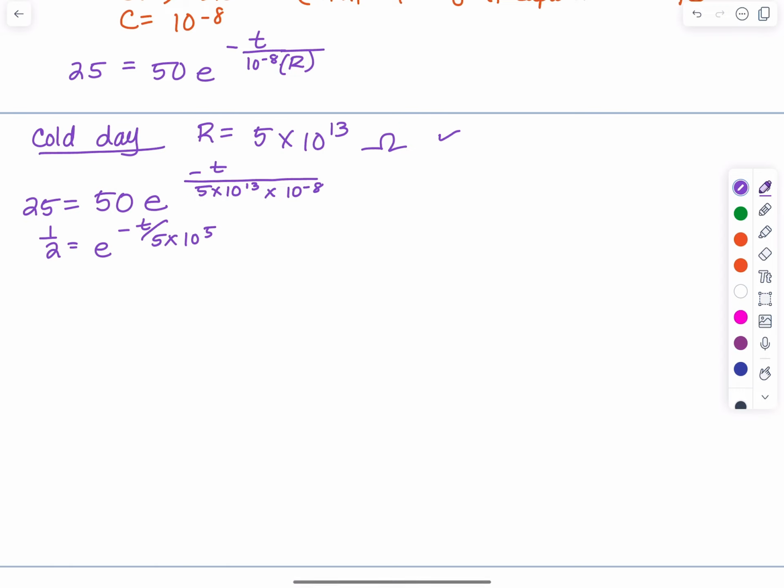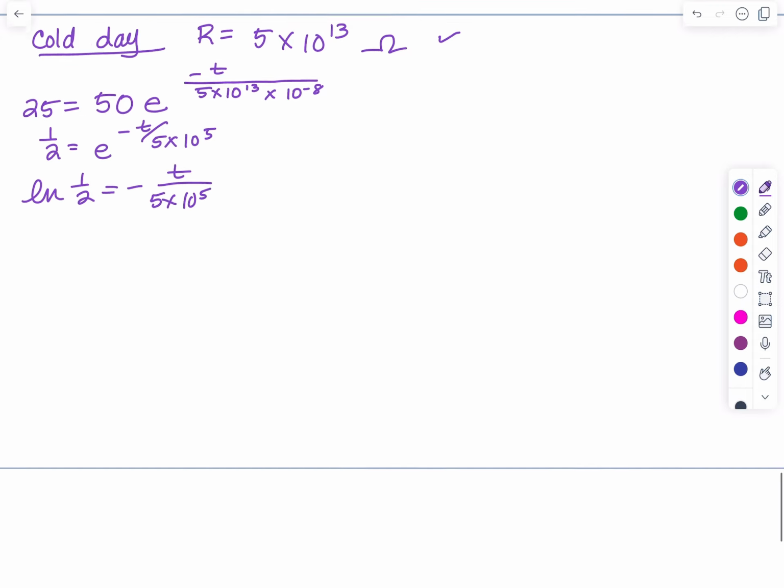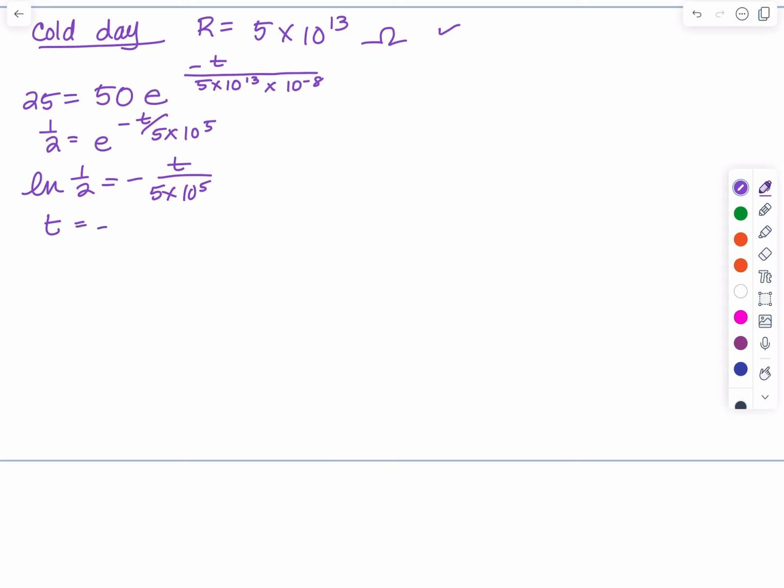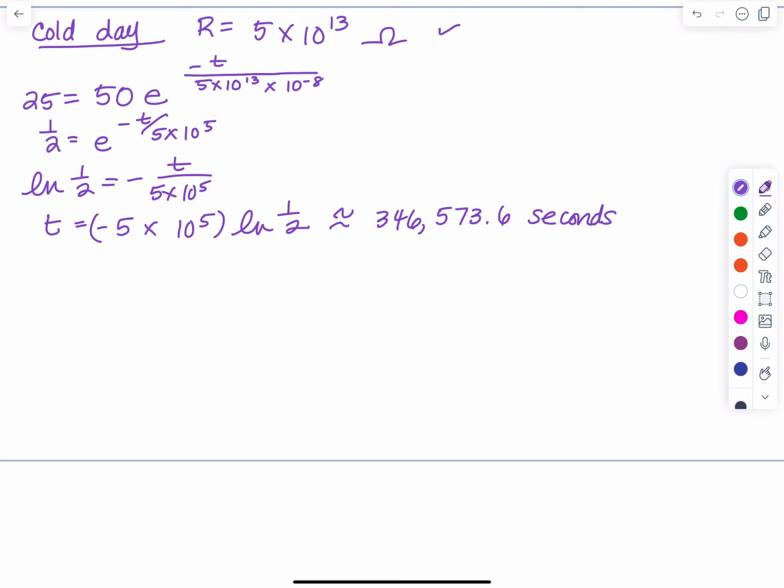And we end up with the natural log of 1/2 is equal to the opposite of t over 5 times 10 to the 5th. And I came up with t is equal to negative 5 times 10 to the 5th power multiplied by ln of 1/2. And you get approximately 346,573.6 seconds. And I went and just converted that to hours. That's approximately 96.27 hours.